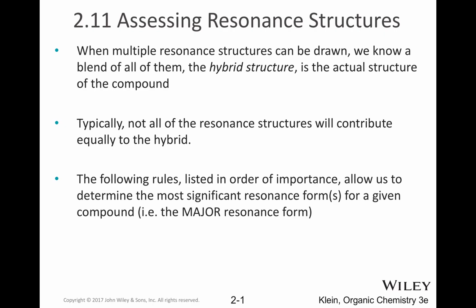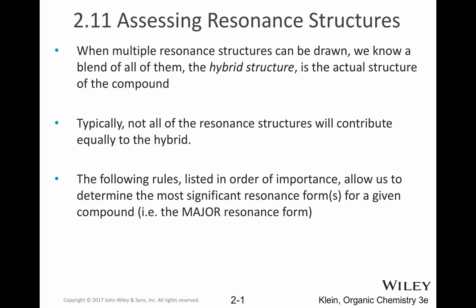All right, so oftentimes we can draw several resonance structures from one molecule. When this is the case, we know that no one individual structure is correct, but rather a blend of all of them, or the hybrid structure, is actually the structure of the compound. However, it's typical that not all of the resonance structures will contribute equally to this hybrid, right?